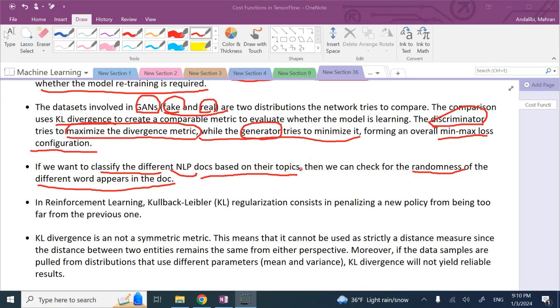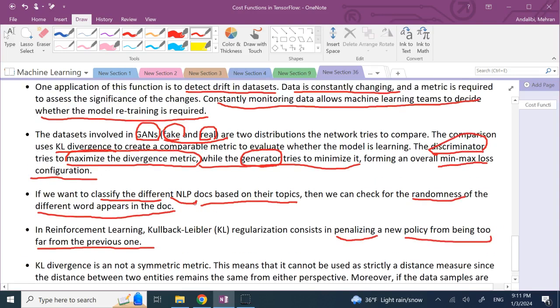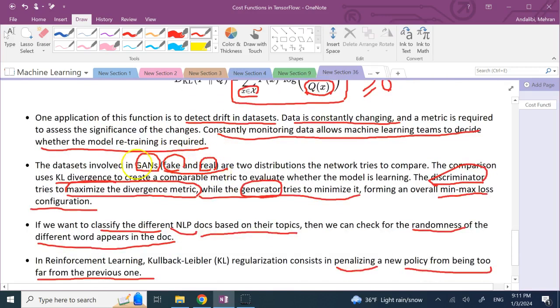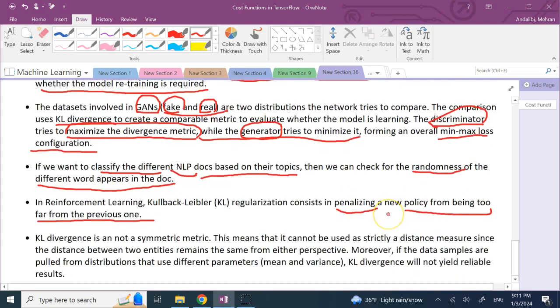In reinforcement learning, you can also use it to penalize a new policy from being too far from a previous one. Okay, so it has applications in lots of things, basically in distinguishing fake from real, categorizing documents, drift in the data sets, in reinforcement learning, and so on.